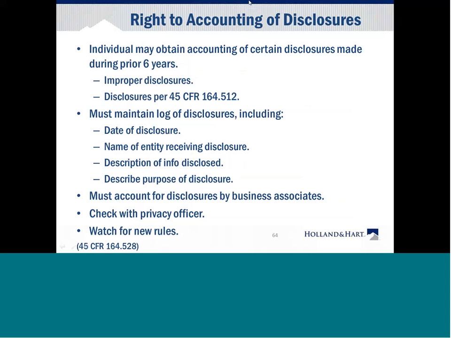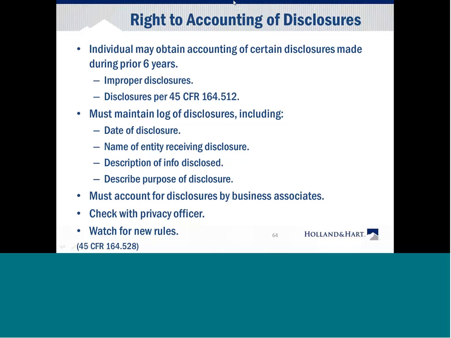Finally, a patient has a right to receive an accounting of disclosures of information that you've made during the prior 6 years. Now you're thinking, what? We've got to log all the disclosures we make of that patient's health information for the prior 6 years? No. Not necessarily. They only have a right to an accounting of certain types of disclosures. Generally, it's improper disclosures or disclosures made pursuant to 45 CFR 164.512, those government and public safety exceptions. You generally don't have to log disclosures for treatment, payment, or healthcare operations, or disclosures per an authorization and those types of situations. You've got to maintain that log of disclosures.